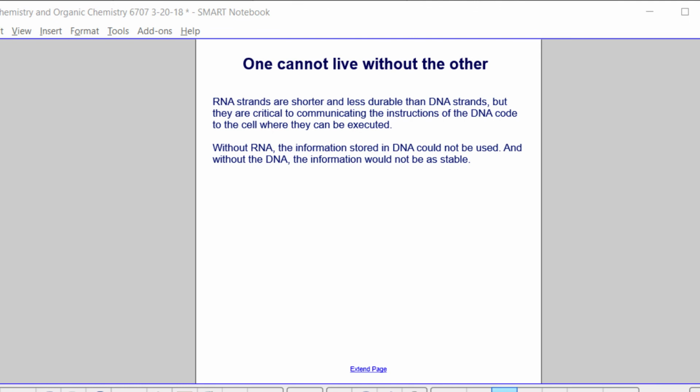RNA and DNA cannot exist separately from one another. So RNA strands are shorter and less durable than DNA strands, but they're critical to communicating the instructions of the DNA code to the cell where they can be executed. Without RNA, the information stored in DNA could not be used, and without DNA, the information would not be as stable. So we need both within our biological systems in order to live.